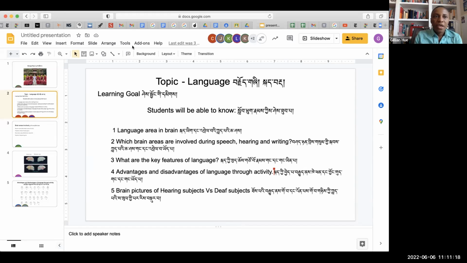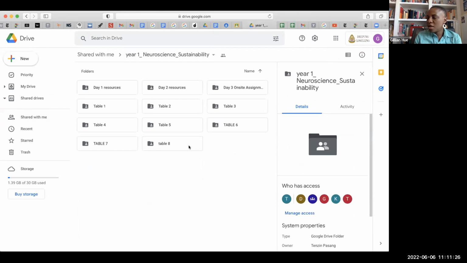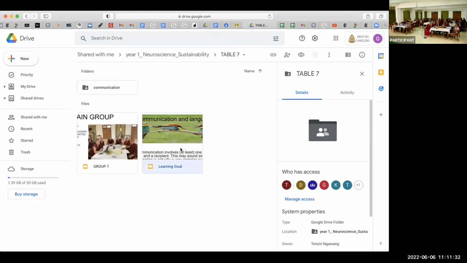Very good. There's another group that also was looking at language and communication. That's table 7. Should we see what they pulled together for us? Group number 7.